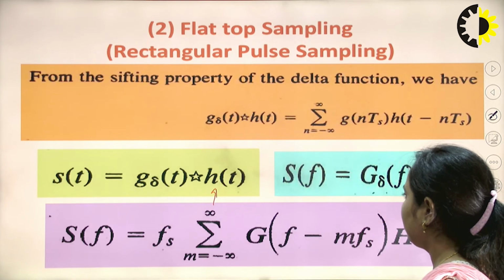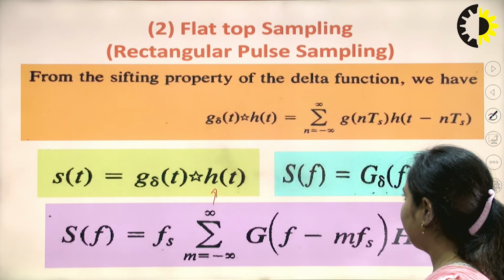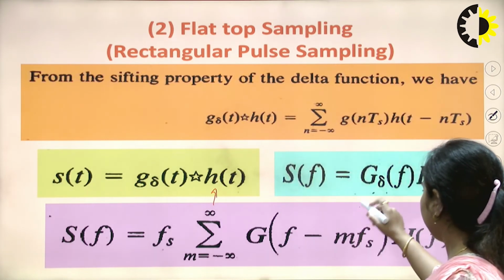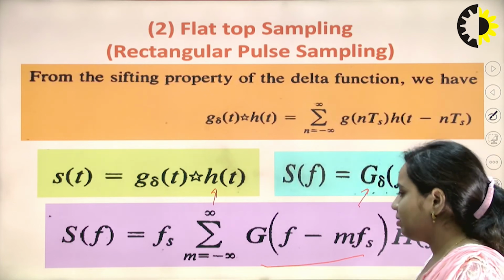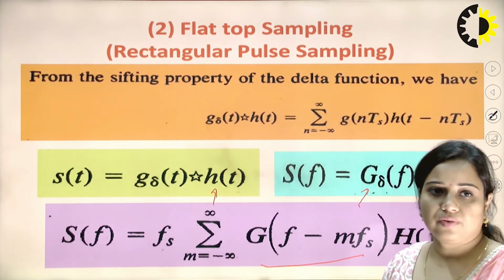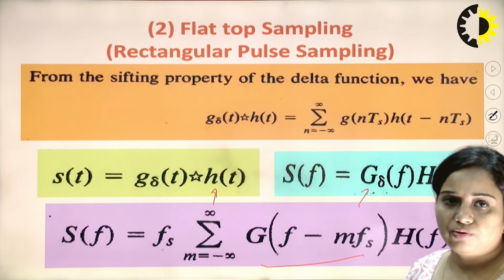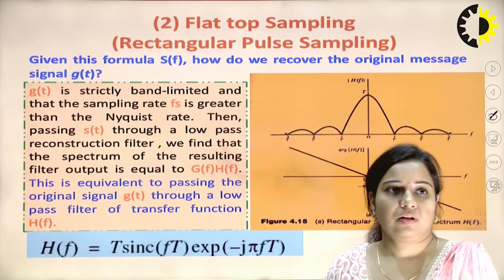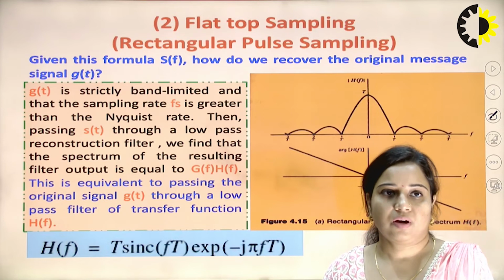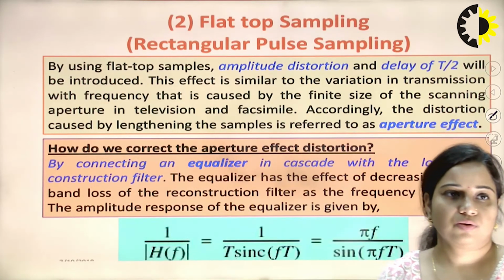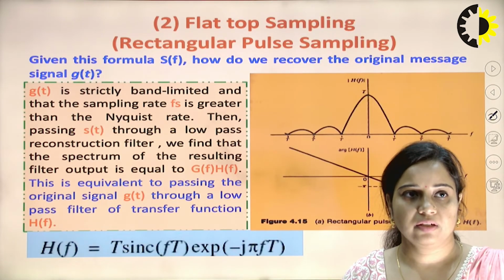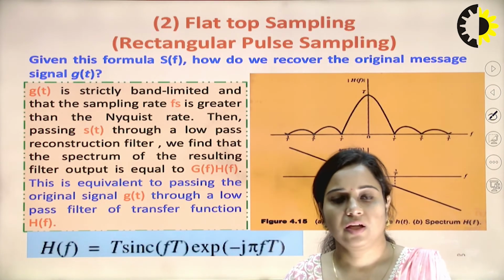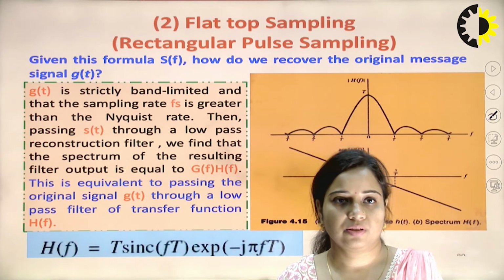So, this is how the convolution is being done, and we can put the value of G delta f from the previous equation, that will be equivalent to this one, that is fs summation m is from minus infinity to infinity G(f minus m fs) into H(f). Now, given this formula of S(f), how do we recover the original message signal? Since we have this particular equation of S(f), how can we reconstruct the original signal from this one?